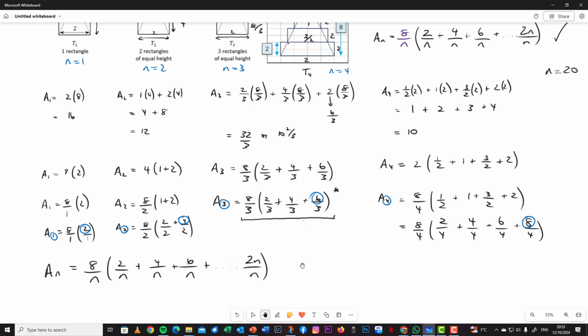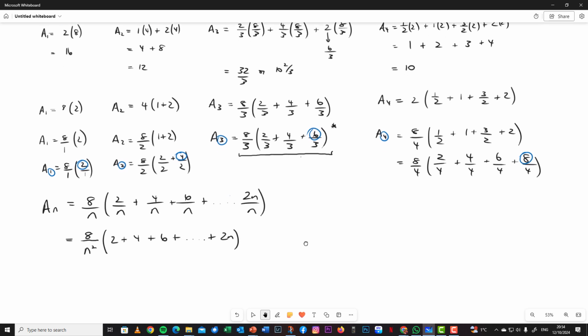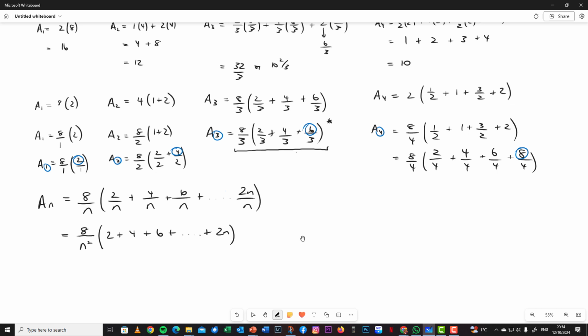Well, the first thing I can see to do here is there's an n on the bottom of all of these. So let's take that outside. That n on the bottom, let's bring that outside and make this an n squared. And then we're left within the bracket 2 plus 4 plus 6 plus ... plus all the way up to 2n. Okay, well now this is beginning to be a bit more clear. To find the area, we're going to do 8 over the pattern number squared on the sum of this sequence. Now this is an arithmetic sequence.